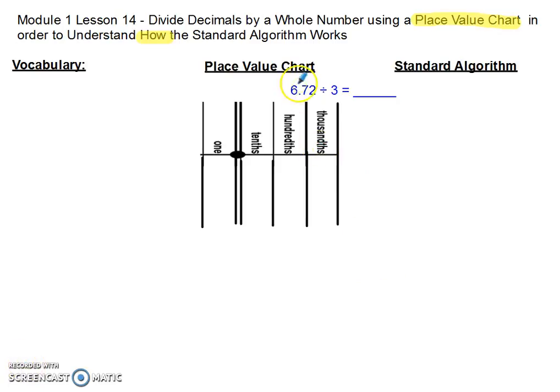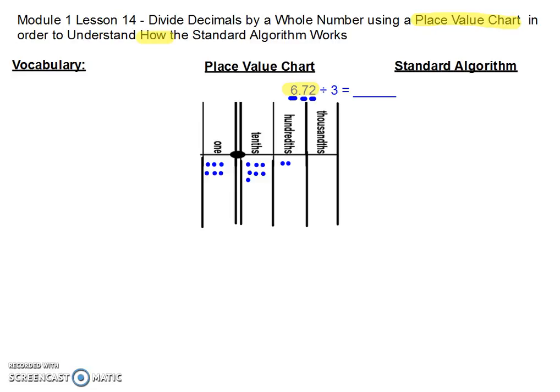So let's take a look at 6 and 72/100 divided by 3. The first thing you want to do is your starting amount. You are going to draw in your discs on your place value chart. So in my ones column I have 6 discs: 1, 2, 3, 4, 5, 6. In my tenths I have 7: 1, 2, 3, 4, 5, 6, and 7. And then in my hundredths I have 2. And in this case, we don't have any in our thousands. That's kind of the first step of place value chart division.